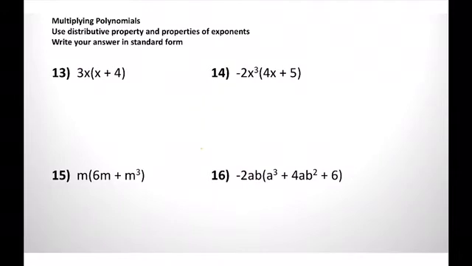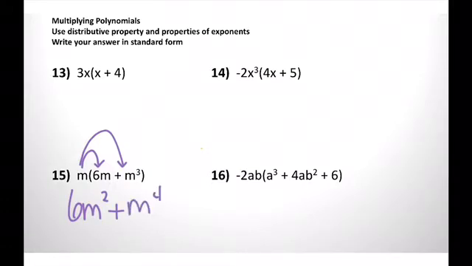Okay, next one. Why don't you pause the video and try this one on yourself for just a few seconds. Okay, m times 6m is going to be 6m to the second power, and we're going to write plus because that's what distribution does. So if you have a plus right there, we're going to be adding or subtracting depending on the signs. And m times m to the third is m to the fourth.